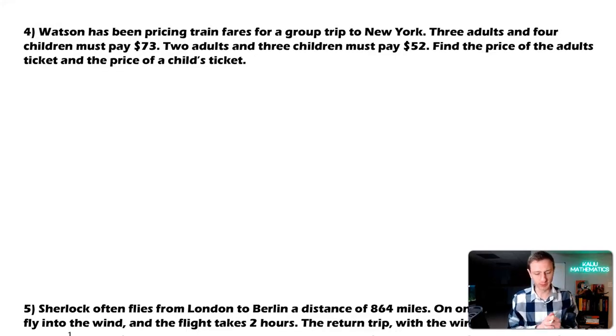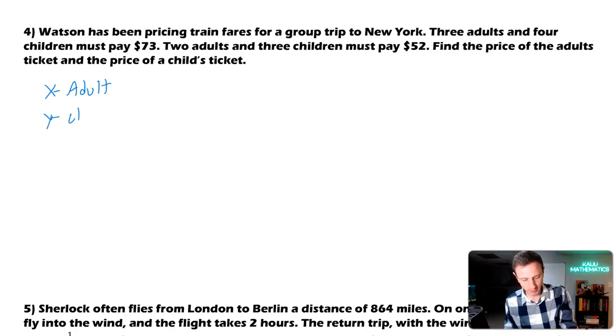Next one. Watson has been pricing train fares for a group trip to New York. 3 adults and 4 children must pay $73. 2 adults and 3 children must pay $52. Find the price of the adult ticket and the price of a child's ticket. So again, we have two different scenarios. Let's call X the adults, and let's call Y the children. So 3 adults and 4 children must pay $73, and then 2 adults and 3 children must pay $52.